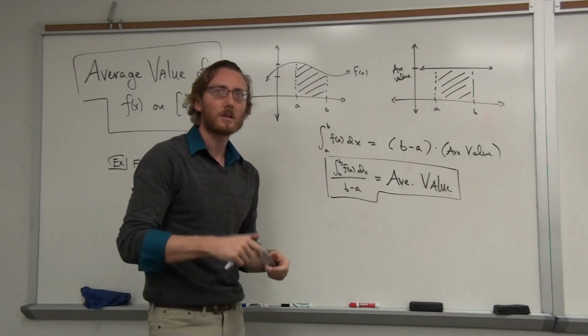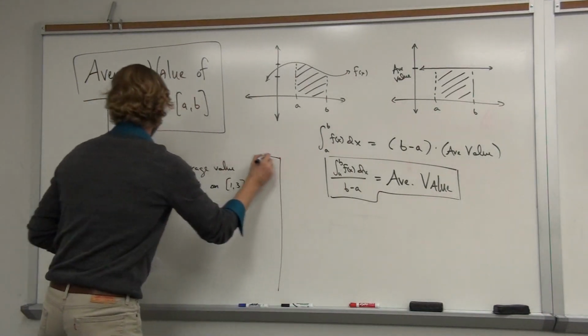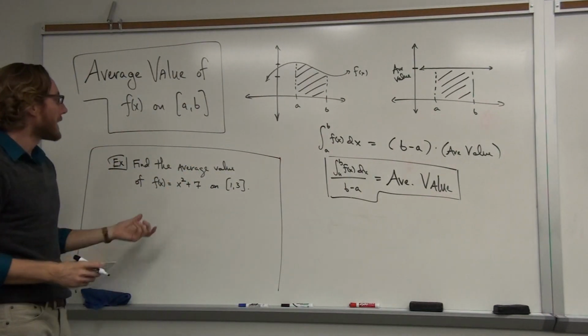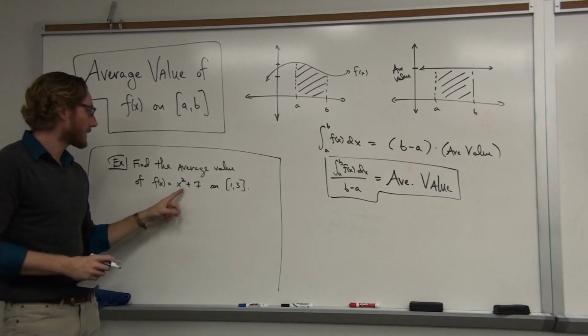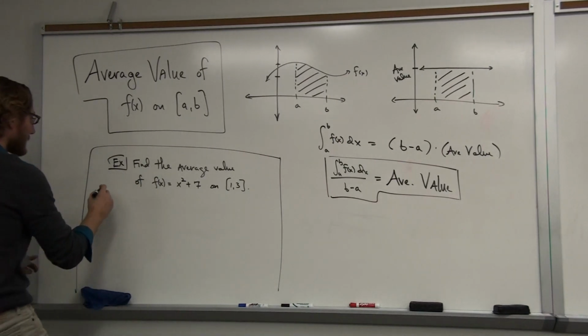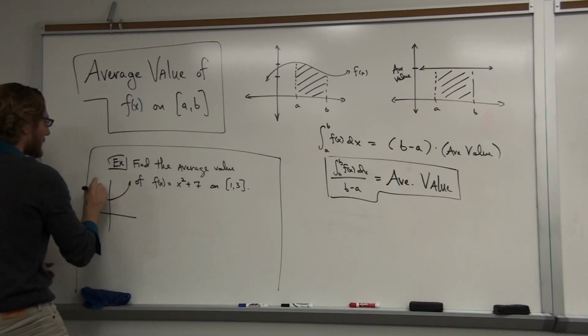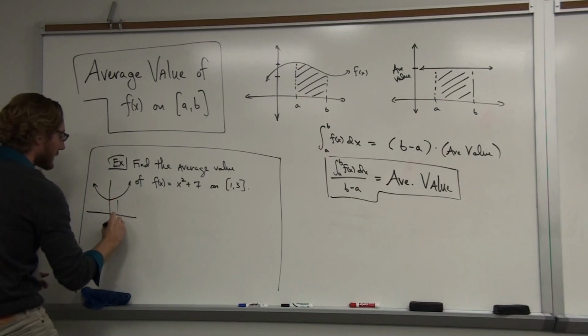Okay, so if the average value is this, what can you do with this idea? Let's go through an example. Let's find the average value for this function. We've got the function f of x equals x squared plus 7. This is some function. In fact, if you want to think about what this function is, it's a parabola shifted up 7 units.